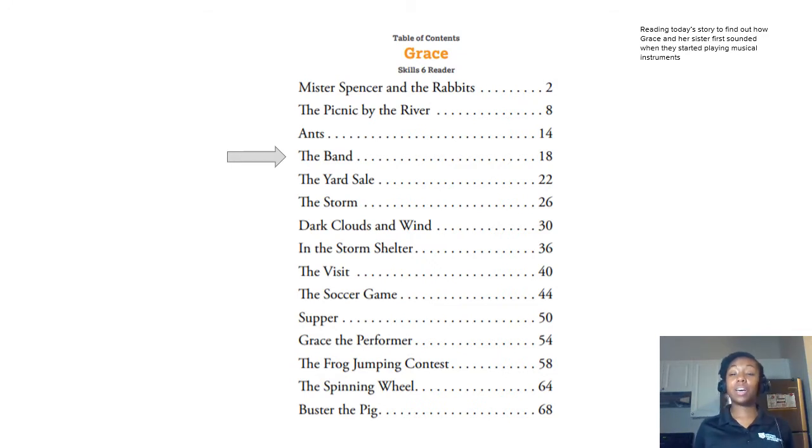So, scholars, we're going to read today's story to find out how Grace and her sister first sounded when they started playing musical instruments. The title of our story is called The Band, and if we had our reader, we would have been turning to page 18.